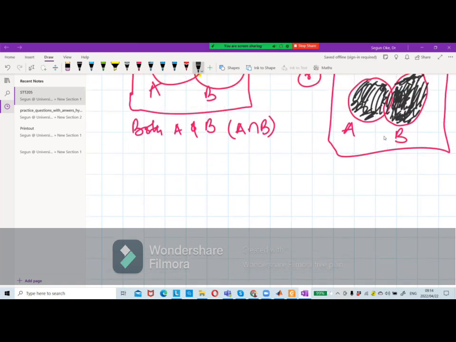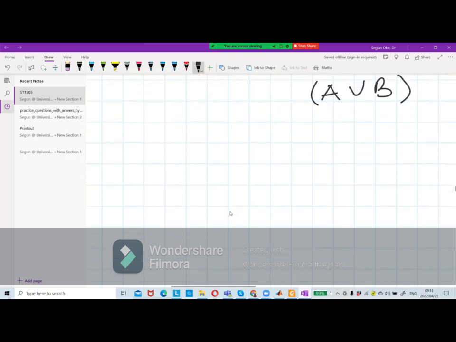So the shaded parts. This one is either A or B, that is A union B. That is, add everything together without repeating any element twice. So from here we can proceed to our given example. Let's look at the given example.